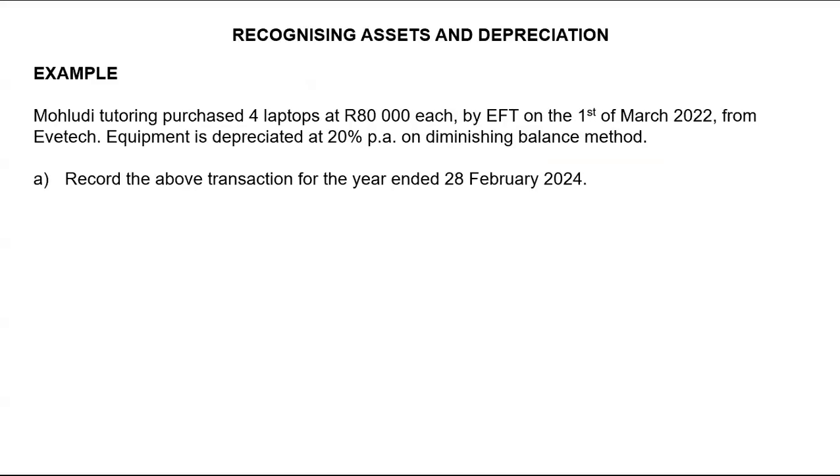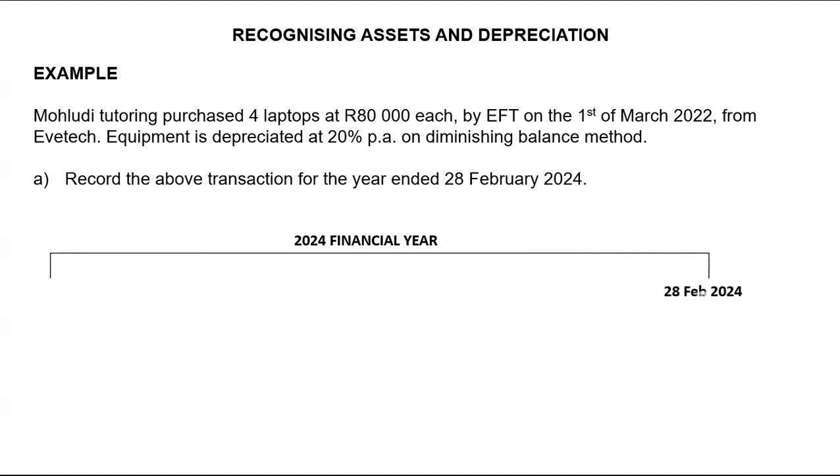Let us continue with the same example. Now it tells us that we purchased these assets on the 1st of March 2022. Fine. From EVTech, equipment was depreciated at 20% on diminishing balance method. They want us to record the above transactions on the 28th of February 2024. So nothing has happened so far. So we've had this equipment for the entire year now.